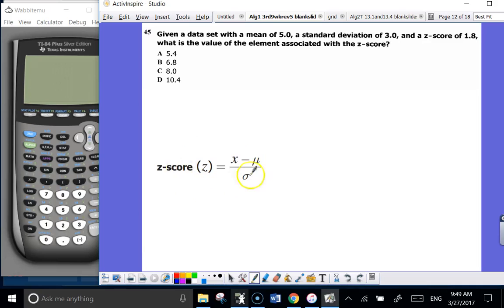This whole equation that's there? It's just a way to calculate this thing called z-score. Well, literally, the z-score is telling you how many standard deviations away from the mean something is.